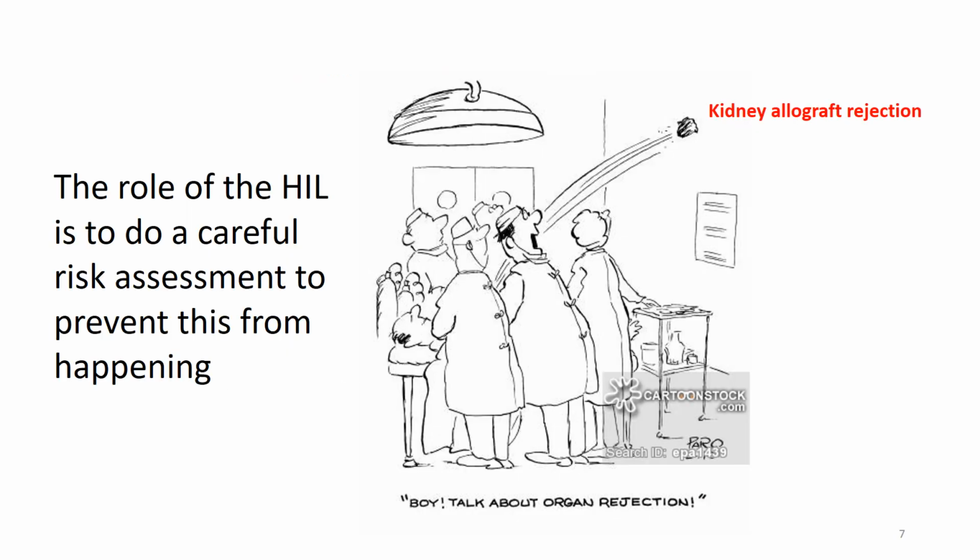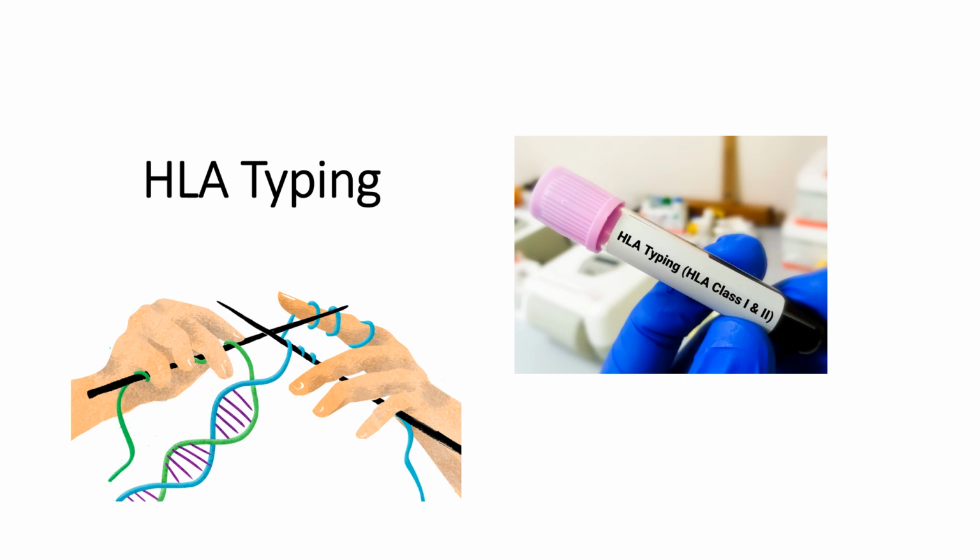So we work very hard in the lab to prevent this from happening. Let's see what we do in our lab as a pre-risk assessment for any patient undergoing transplantation. The first thing we do in the lab for any patient undergoing transplantation is to do an HLA typing.